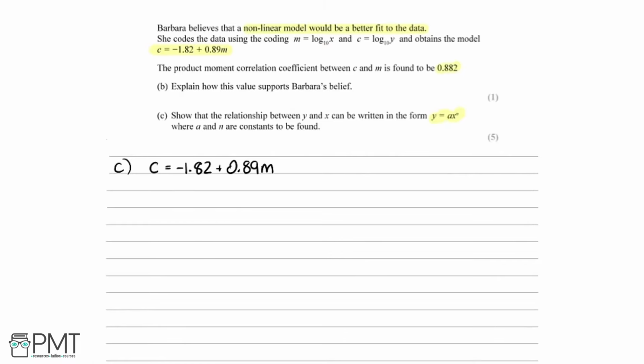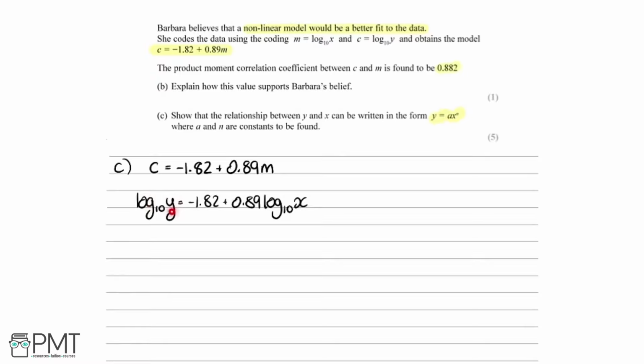And we know that she got to that by using the fact that m equals log base 10 of x and c equals log base 10 of y. So we're going to use this to work backwards. What I'm going to do is replace c with log base 10 of y and replace m with log base 10 of x. Now we've introduced some logs, we can start using our log laws to try and get it down into a form of y equals a x to the power of n.